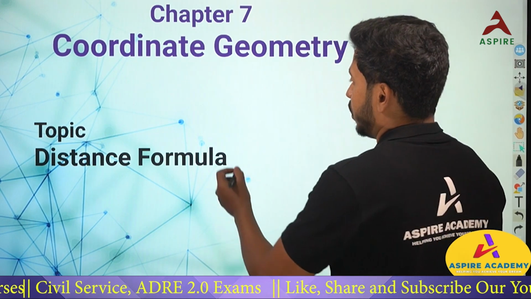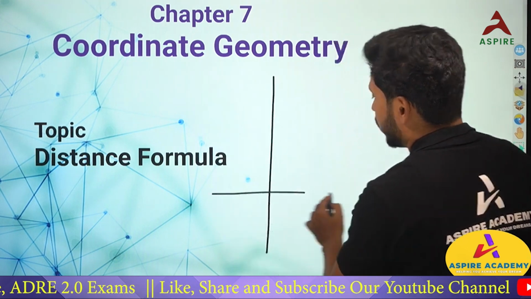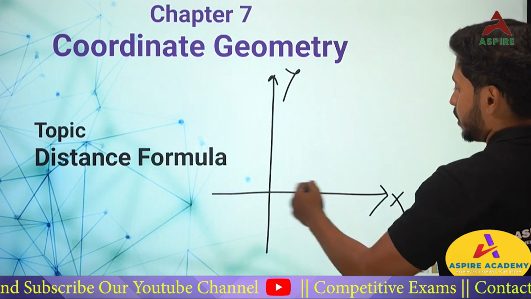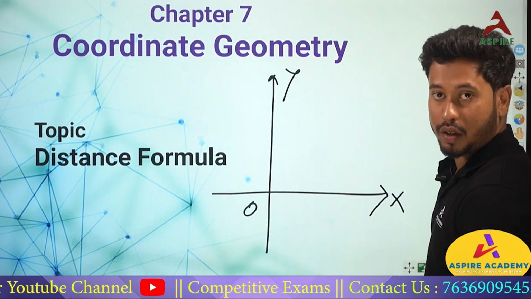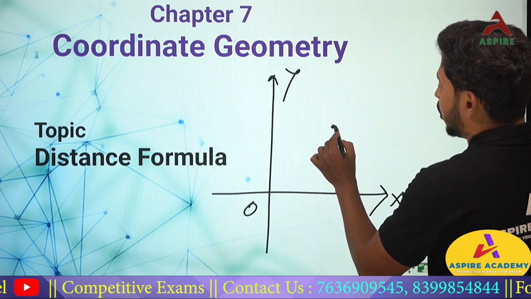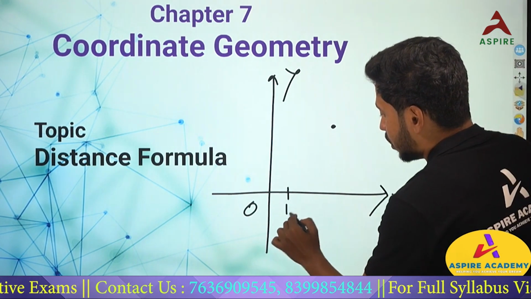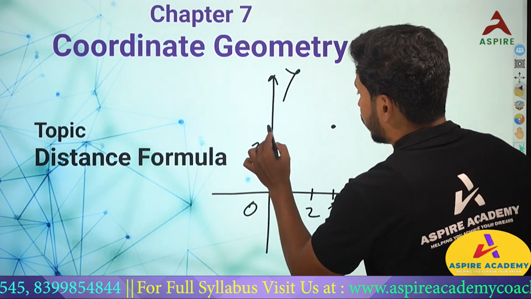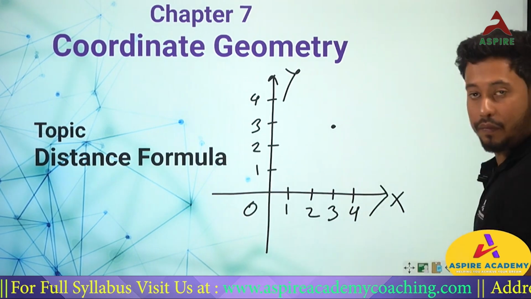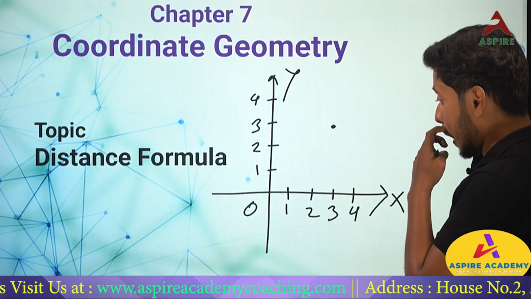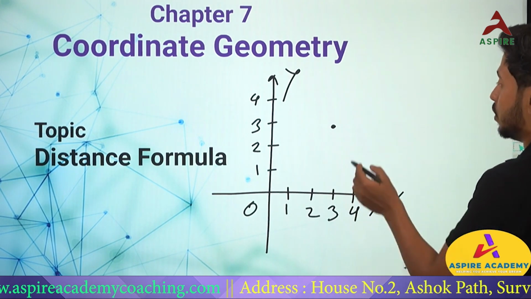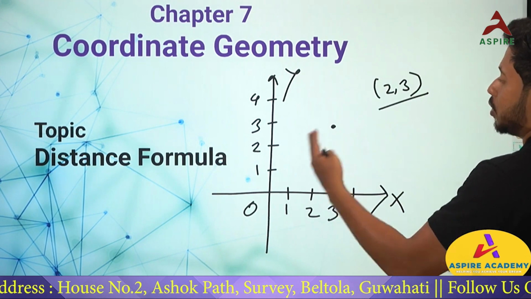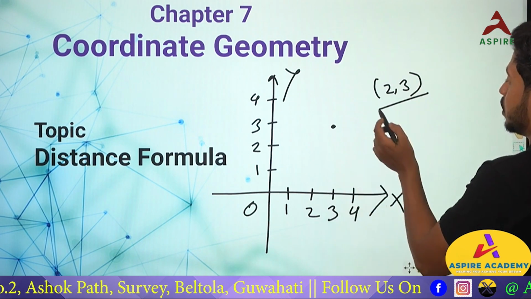So suppose this is a graph, a two-dimensional graph. This is the x axis and this is the y axis, and this is 0, the origin, right? So suppose a point is there. This is 1 2 3 4, 1 2 3 4. So I am saying locate a point, or we can say plot a point in the graph, whose location is 2, 3.